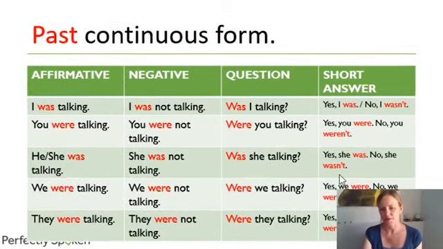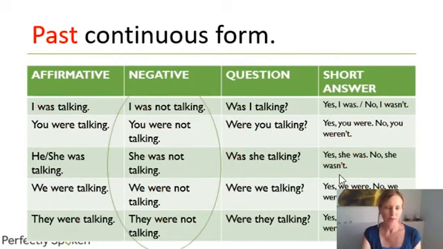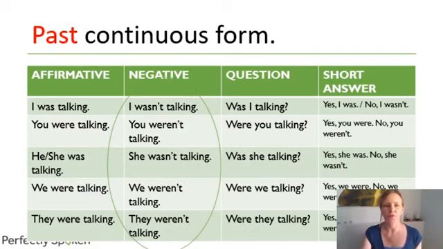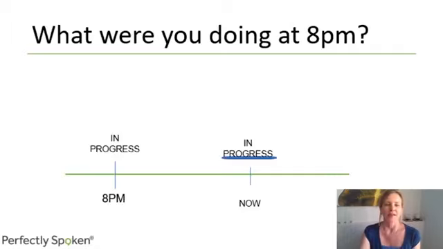All right. Now, notice here in the negative, here I put it in full form, but of course we can have it contracted. I wasn't talking, you weren't talking. She wasn't talking, we weren't talking, okay? Now, what we're going to do now is, this is basically a good way to practice the form, okay, without having to think of past simple.